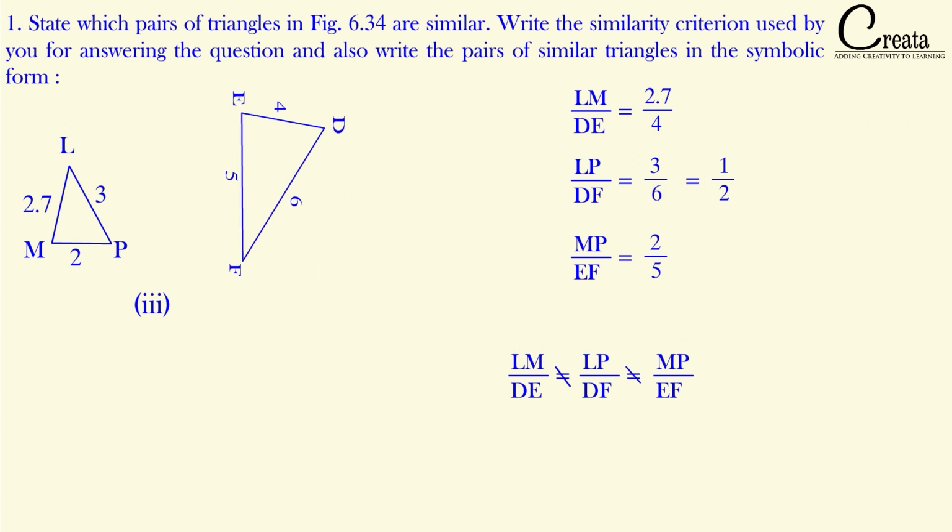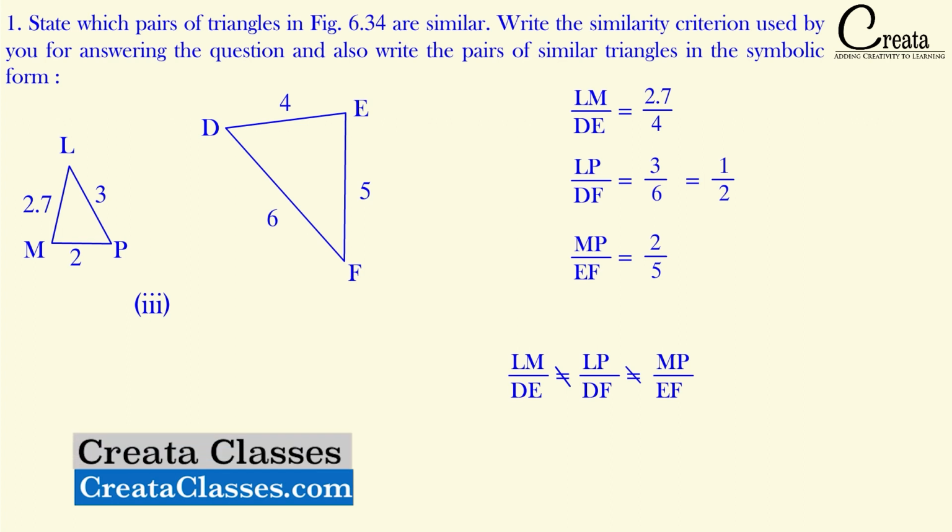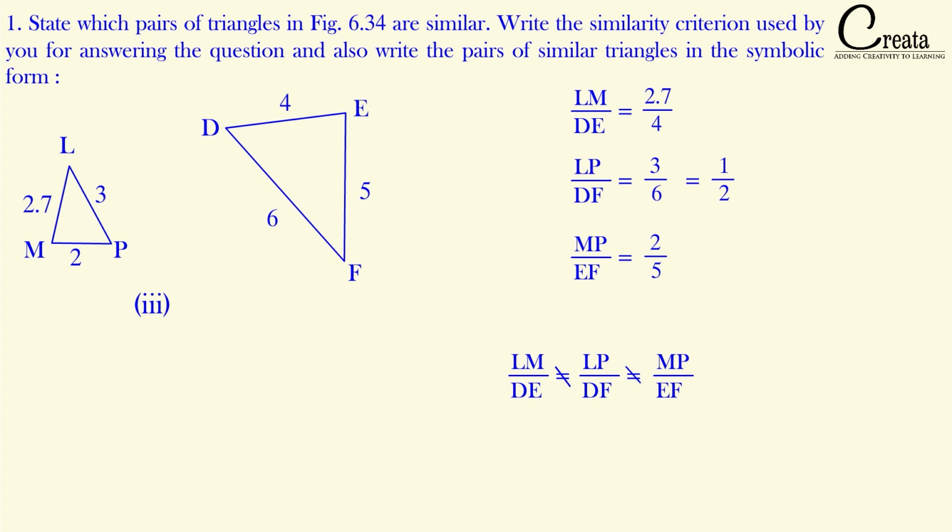So we can say the corresponding ratios are not matching in this triangle. You can rotate the triangle, you can flip the triangle, you can do anything. Still, the ratios of the corresponding sides will not match with each other. So these two triangles are not similar to each other. Got it? These two triangles are not similar because by rotating, by flipping, by doing anything, the ratios of the corresponding sides are not matching with each other. Got it?